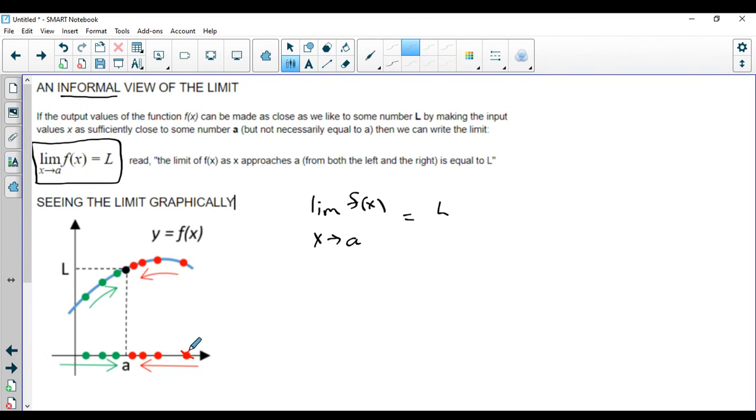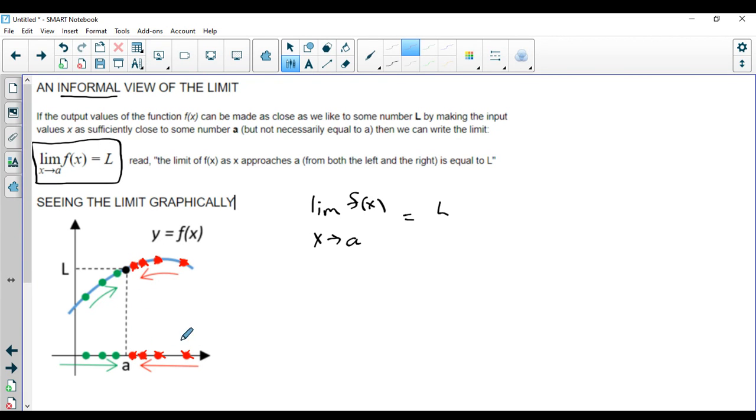That's the purpose of these dots. So like here's an x value. There's the corresponding functional value for that x value. Well, now let me pick an x value closer to a. Okay, I'll pick that one. There's the corresponding functional value. Let me pick another one closer to a. All right, well, there's the corresponding functional value. Let me pick another one even closer to a. There's the corresponding functional value.